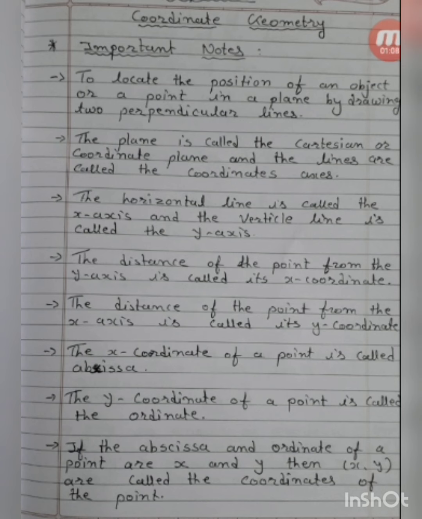Next, the distance of the point from the y-axis is called its x-coordinate and the distance of the point from the x-axis is called its y-coordinate. This is a very important point.